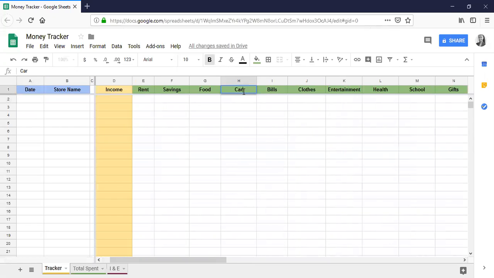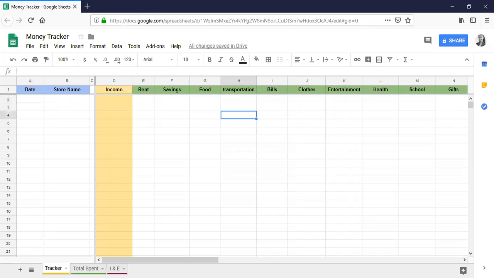So instead of transportation, maybe you have a car note, you can put that there. If you want it separate from bills, or any other expense that you have on a regular basis that you want to keep track of to see how much you're spending.